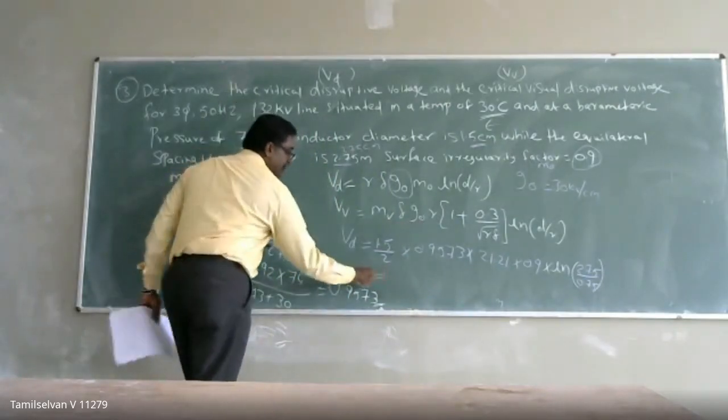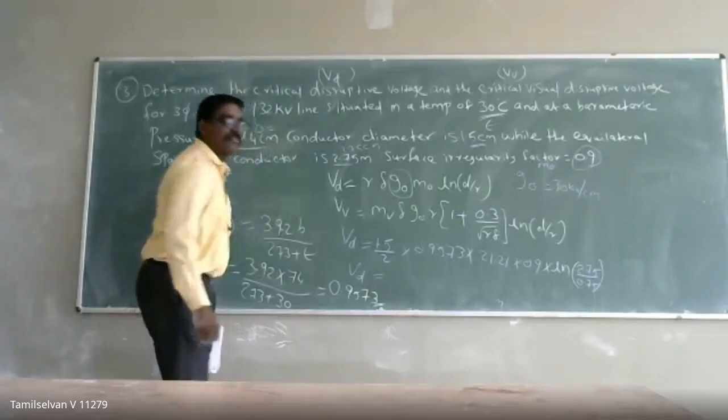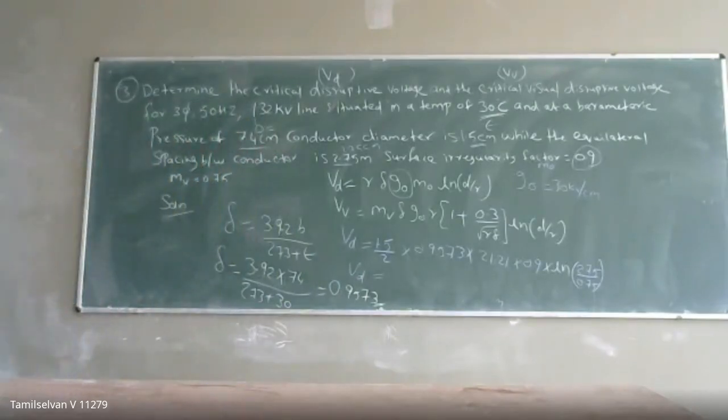You will get VD, what is your critical disruptive voltage. You have to find it in terms of line voltage. Here you get the per phase value, and you have to convert it to line voltage. How much are you getting?